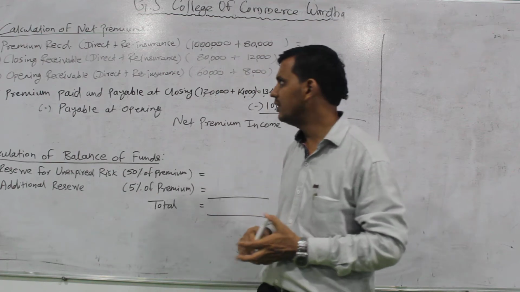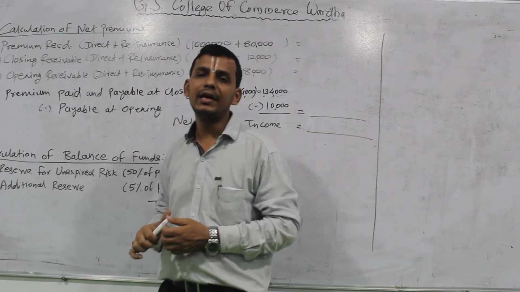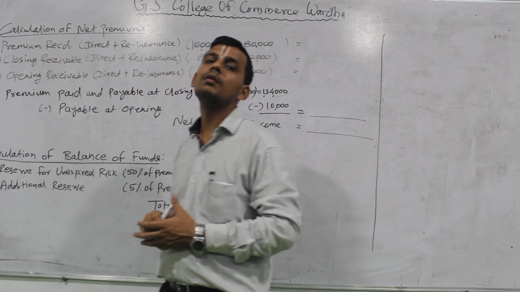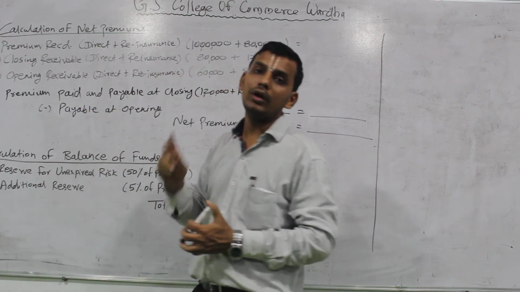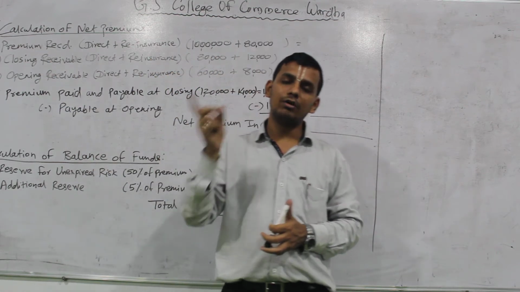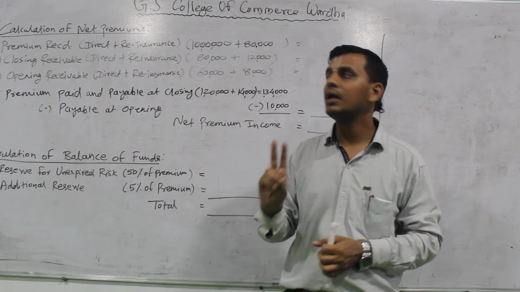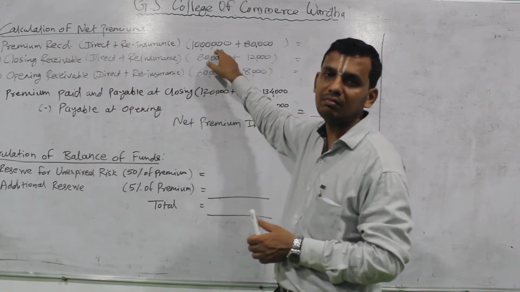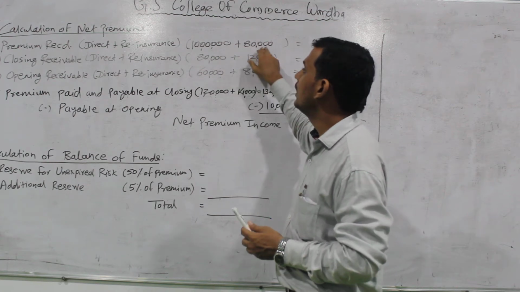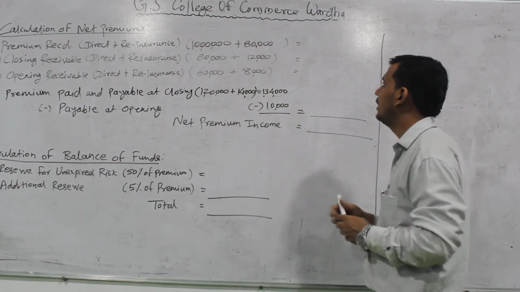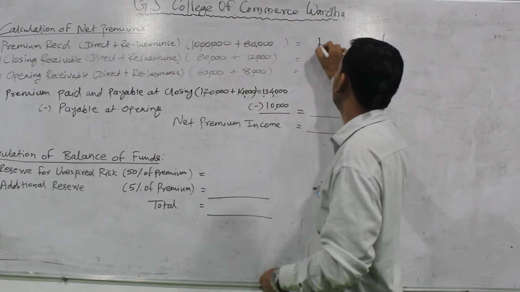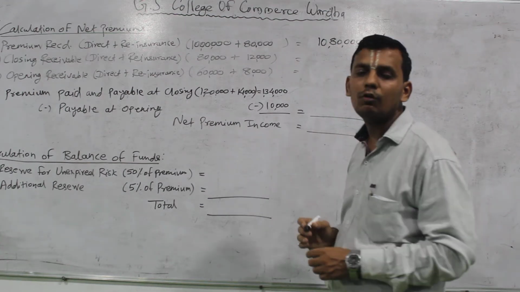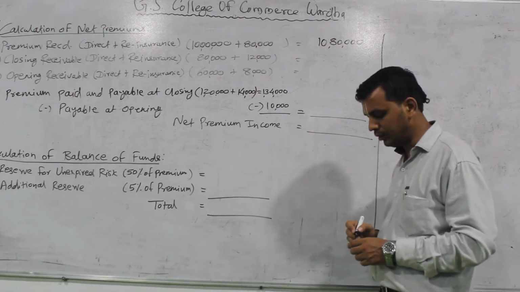The solution has the heading calculation of net premium. First, we take the premium received. It would include both premiums, the first from direct business and the second from reinsurance business. From direct business, the company has received rupees 10 lakh, whereas from reinsurance they have received rupees 80,000. Hence the total premium received during the period by the company is rupees 10 lakh 80,000.